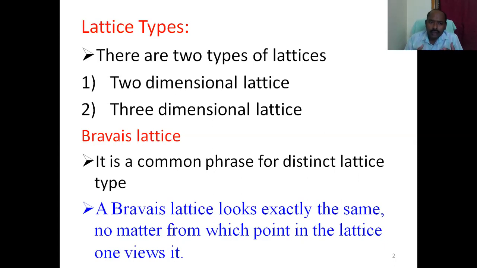If one lattice is varying from another lattice, if there is a change in lattice from another lattice, we say that it is a distinct lattice. Such a distinct lattice is called a Bravais lattice. Distinct means it varies from one lattice to another lattice. So the Bravais lattice looks exactly the same no matter from which point in the lattice one views it.